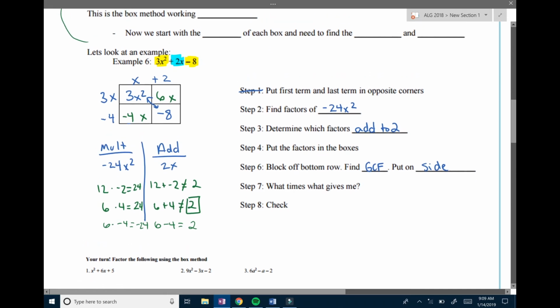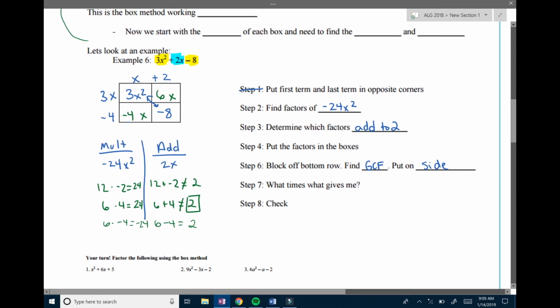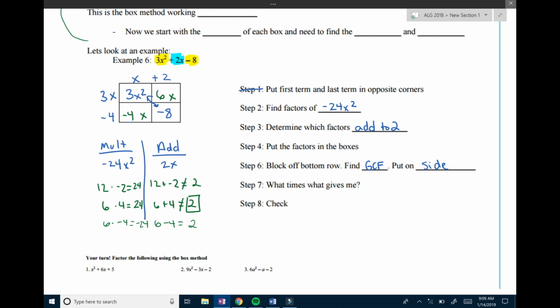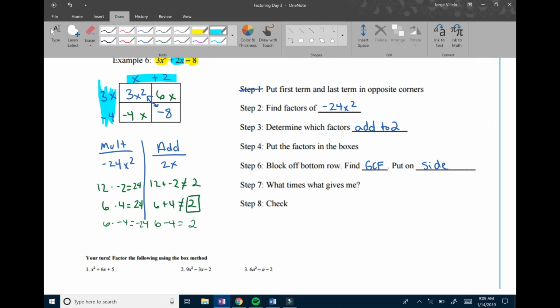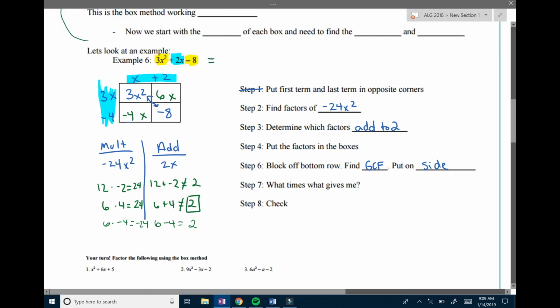Perfect. We are done. So your answers, I'll highlight them, are this and this. So what would you put? You would put equals 3x minus 4 and x plus 2. There is your answer.